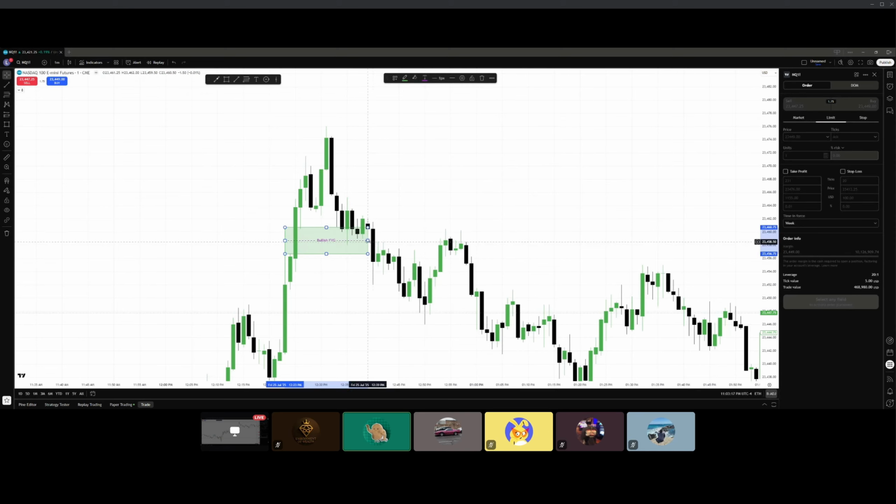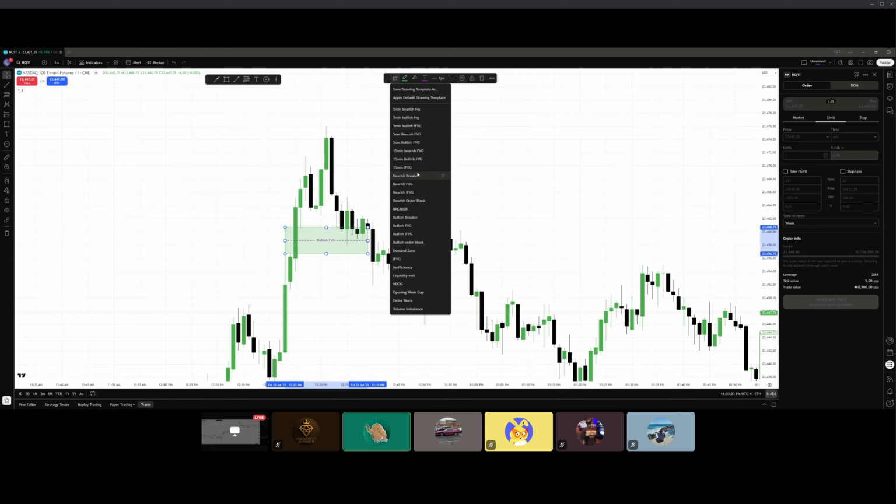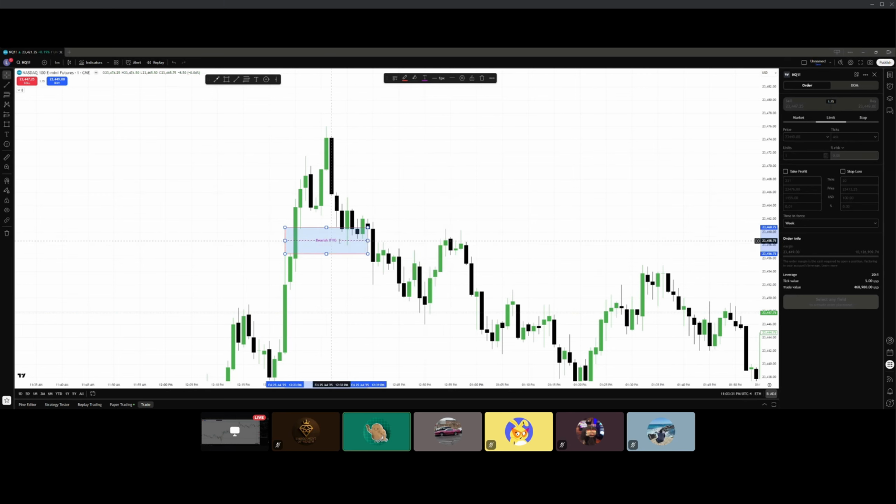Now, don't be disheartened in these situations, because what does that create? Well, it creates an inverted fair value gap, which means now that bullish fair value gap becomes a bearish inverted fair value gap, which can be used to play in the opposite direction. Now, what do you see here? The market used this bearish fair value gap to play in the opposite direction.